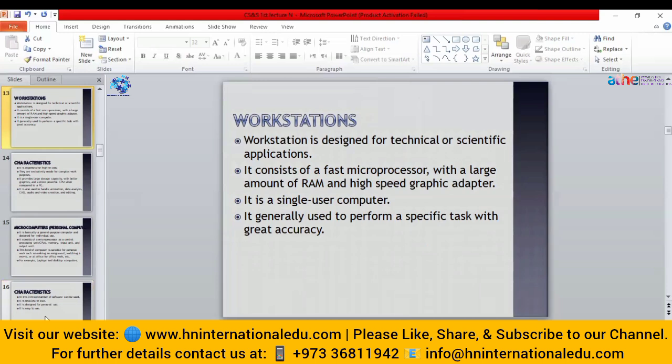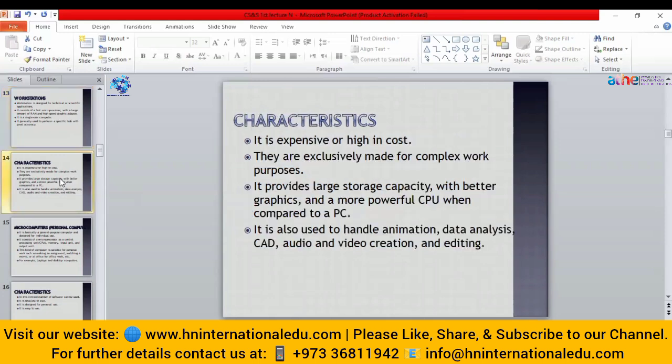So it consists of a fast microprocessor with a larger amount of RAM and a high-speed graphics adapter, because we have to do a single task only on these computers, and according to our specific task, we have to run these computers. So they have great accuracy. Like we can consider the example of ATM machines. They are only dedicated to the specific task of money transactions, so they are much more accurate compared to other systems. So it is expensive or high in cost.